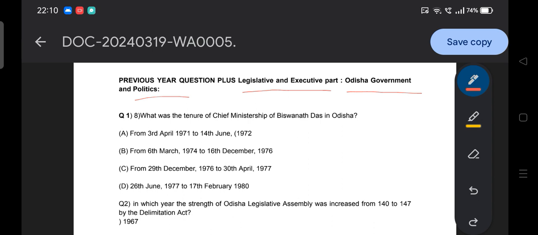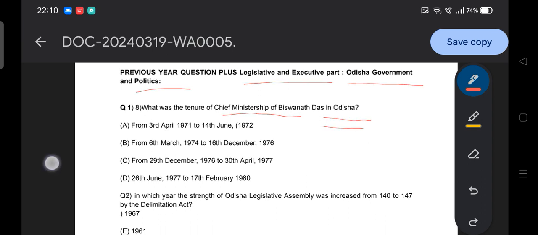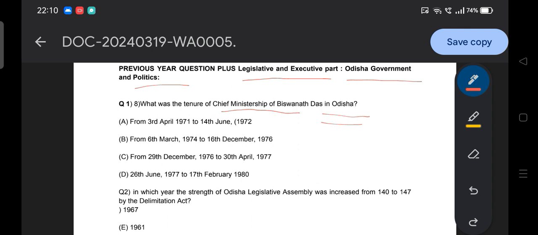First question: what was the tenure of Chief Ministership of Vishwanath Das in Odisha? This was asked in your latest paper. Option A, April 71 to June 72; B, March 74 to December 76; C, December 76 to April 77; D, June 77 to February 1980s. So what is the correct answer? If you know, you can also select your correct answer. The correct answer is option A.